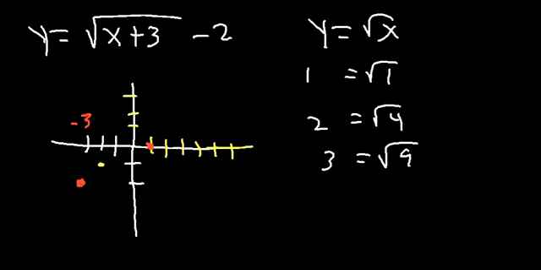So right now we're at negative 3. If we move 9 to the right, we should be at positive 6. And going up 3, we need to be at y equals 1. So that's our graph.